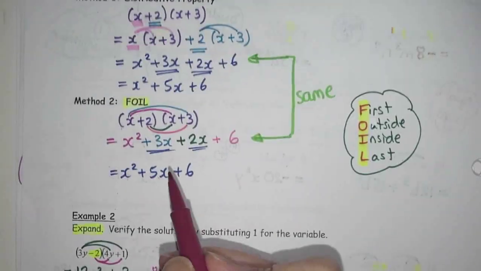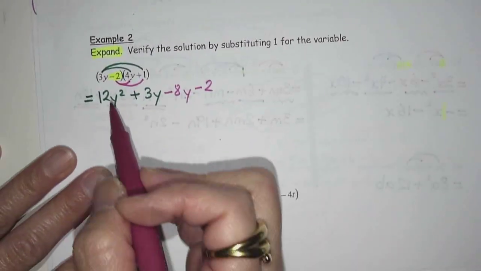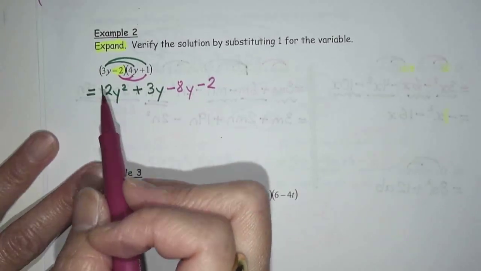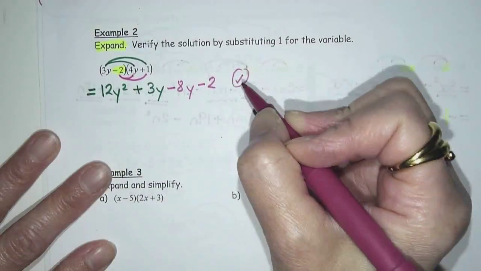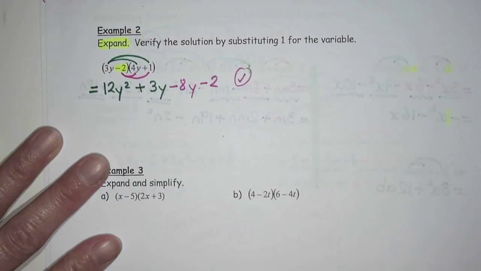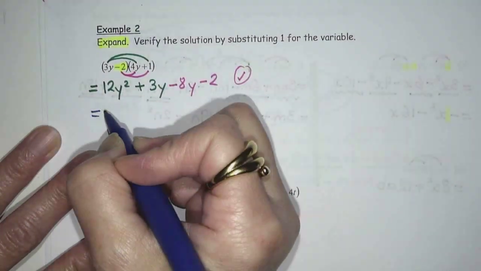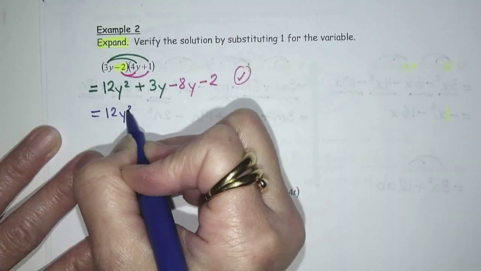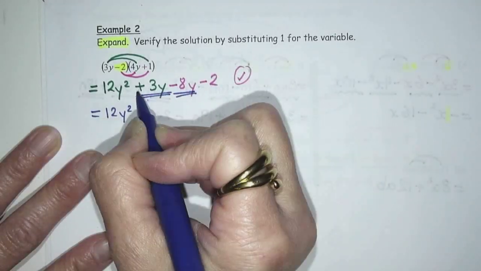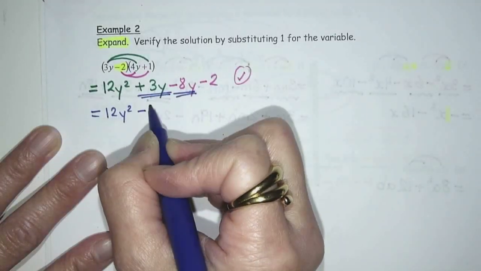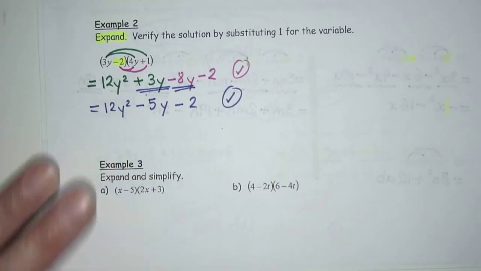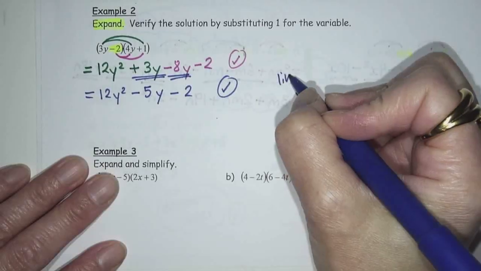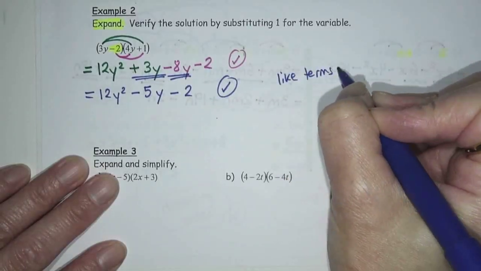And that's it. So this is what I was showing you above here. So these arcs I use a lot. You do not need to show the arcs. So the arcs are not necessary, but this line here, we want to see this. So then what you do is you collect up like terms, and you're going to get 12y squared. These guys are like positive 3 minus 8, so negative 5y minus 2. And you're done there. You've collected your like terms.